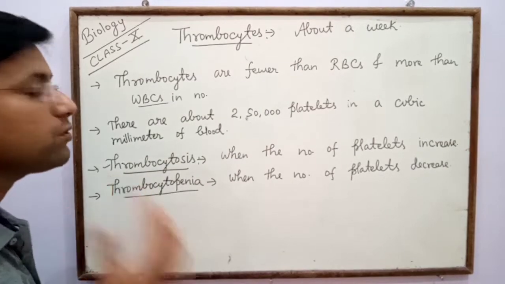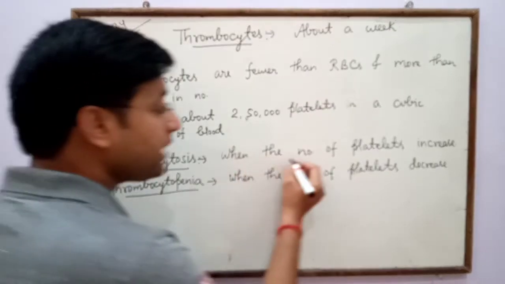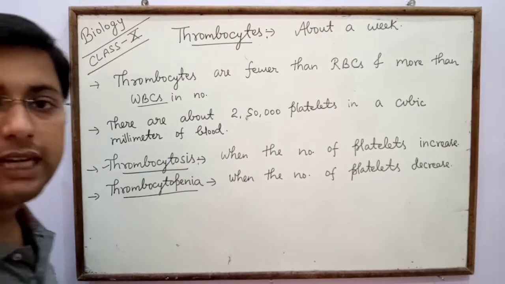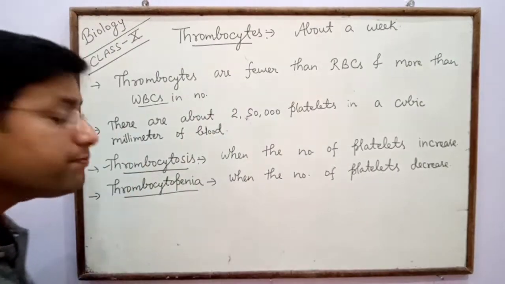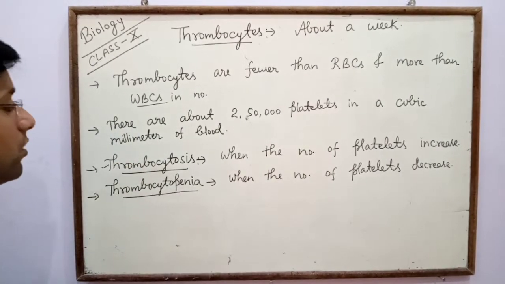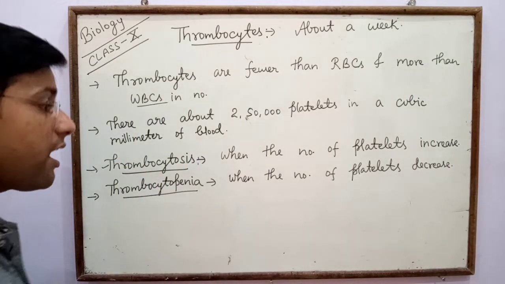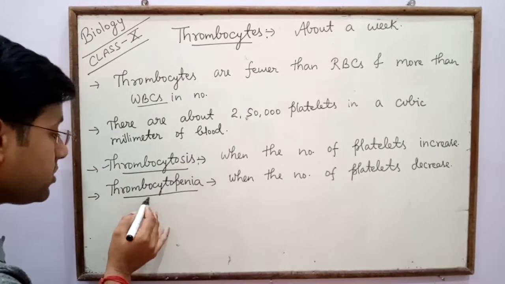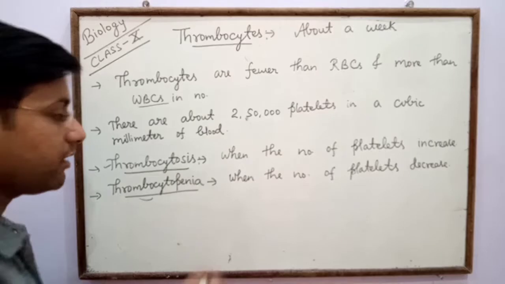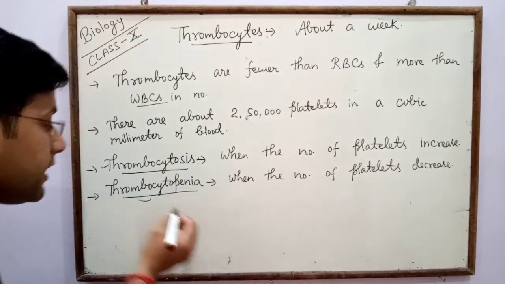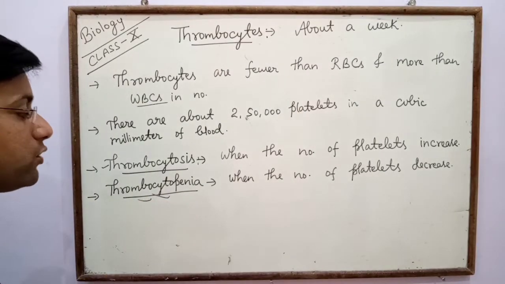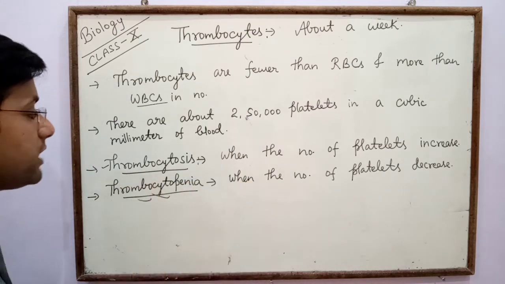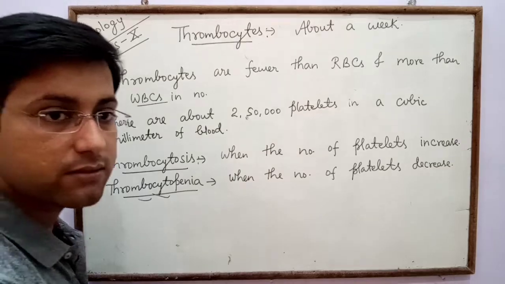So what is thrombocytosis? When the number of platelets increases in the body, that is called thrombocytosis. And when the number of platelets decreases, that is thrombocytopenia. So when the number of platelets decreases, that causes thrombocytopenia. And when the number of platelets increases, that is thrombocytosis.